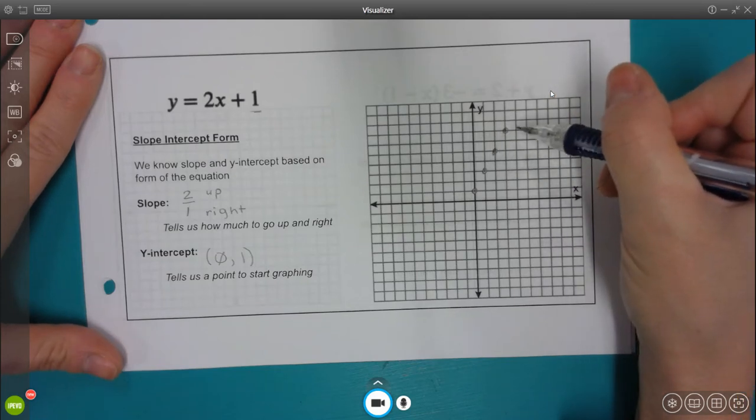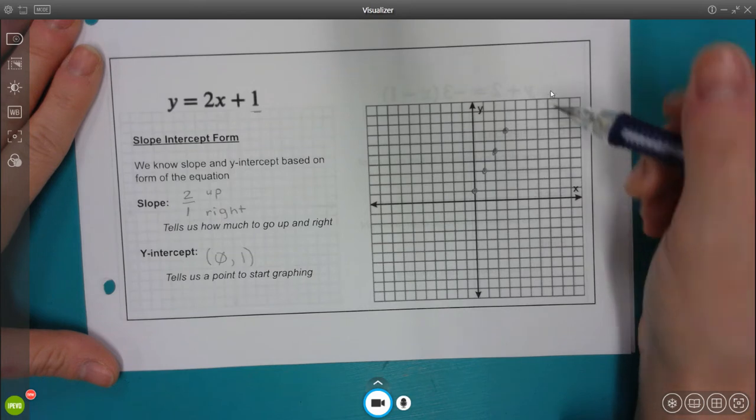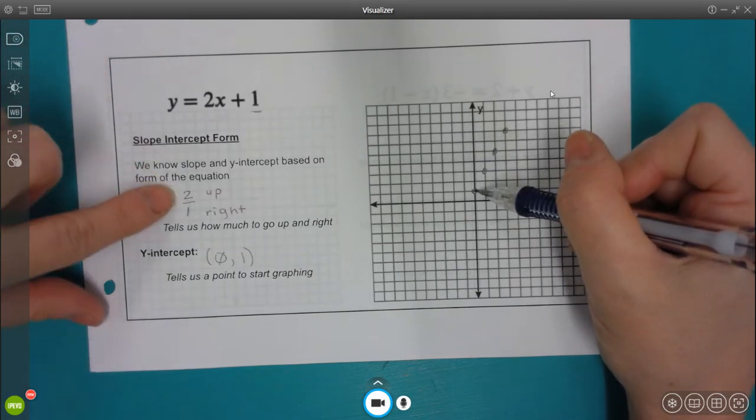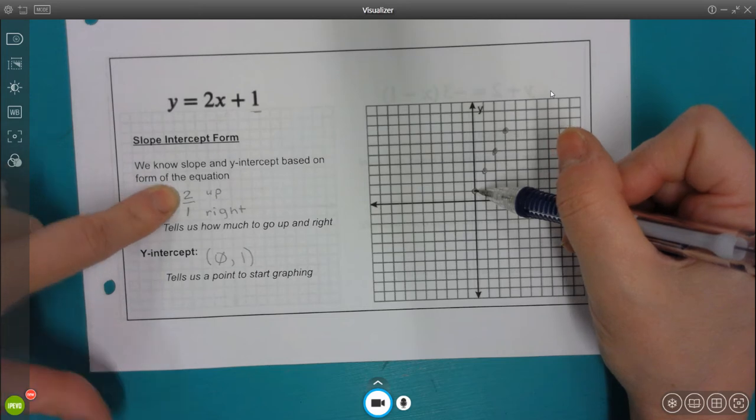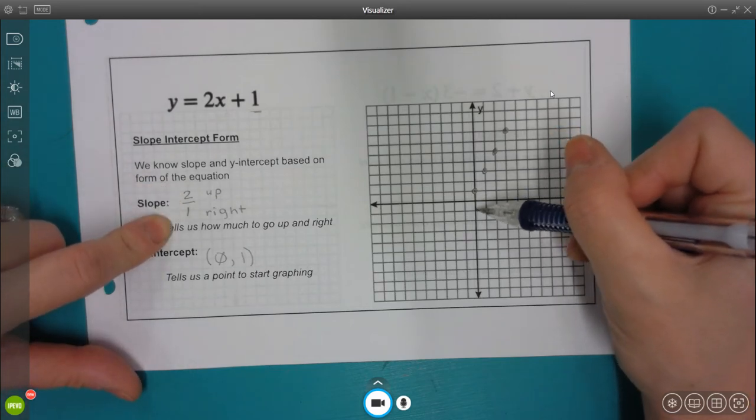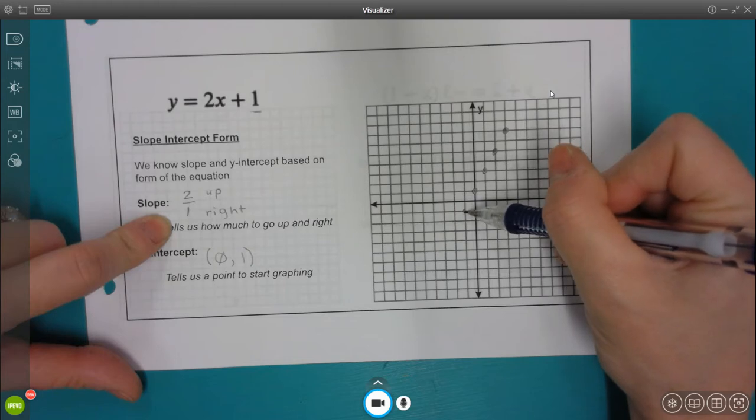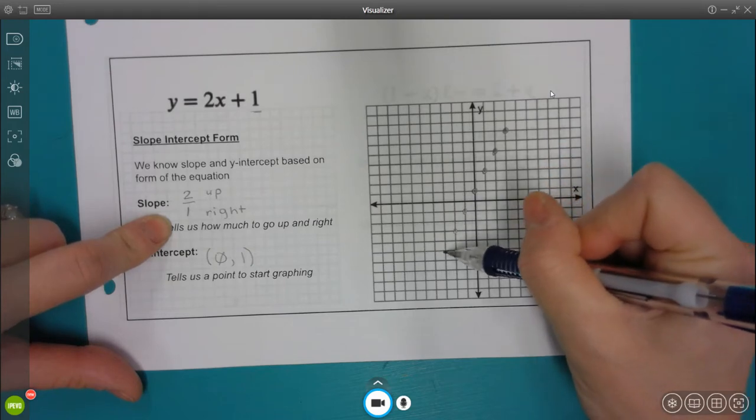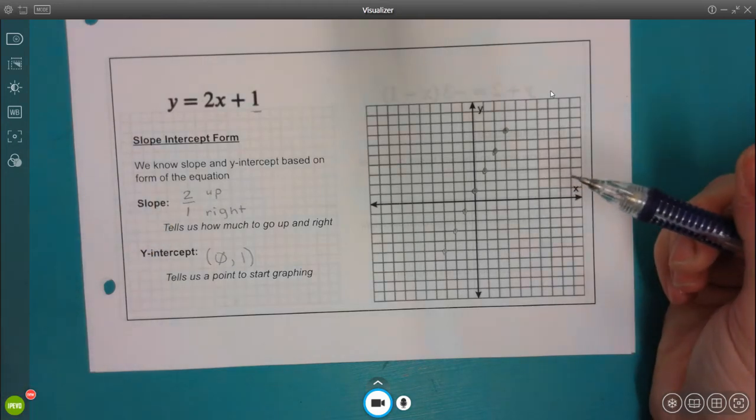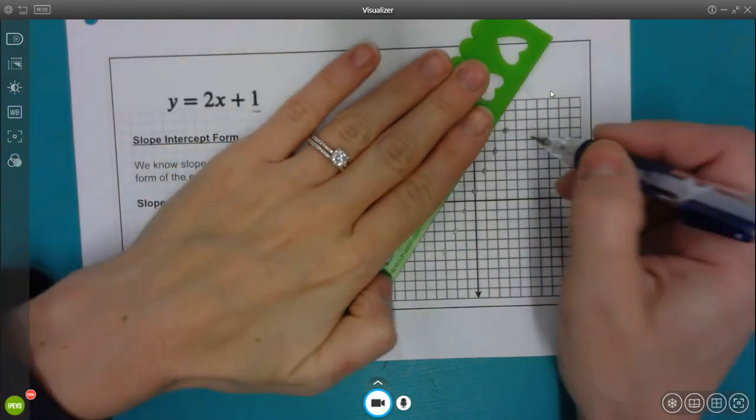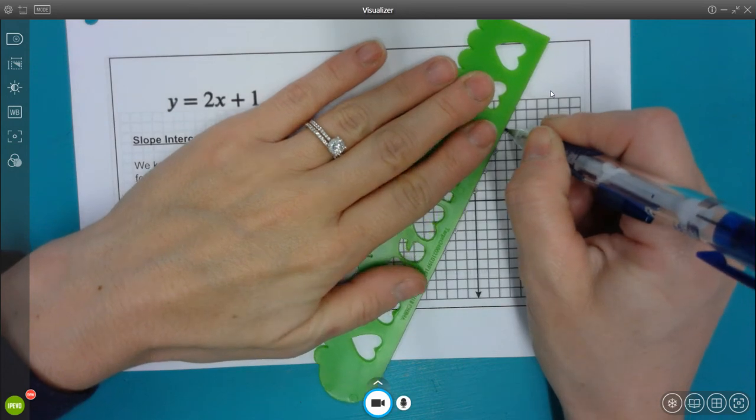And I can repeat that a few times to the right to see what the graph looks like going to the right. And I can do the same thing going to the left, except I'm going to do the exact opposite. I'm going to go down and to the left. So I'm going to go down 2 and to the left 1, down 2 and to the left 1. That way I see a clearer picture of what's happening both to the right and to the left on my graph.